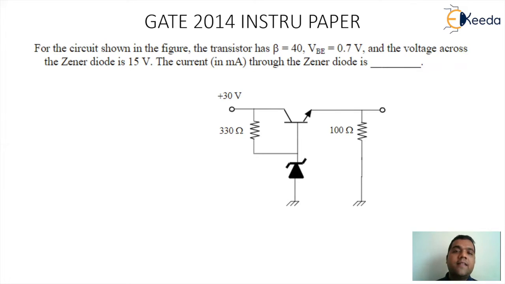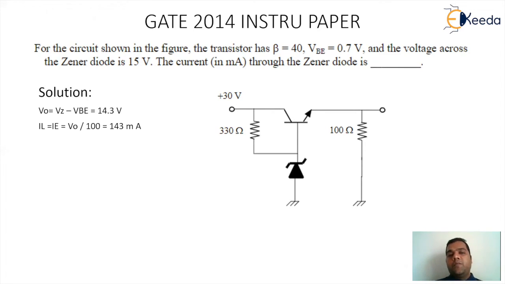Now we can easily say that this is again a transistorized Zener voltage regulator circuitry. Here you can find the value of VO as VZ minus VBE. The VZ value is 15 and the VBE value is 0.7. So the value of VO will be 14.3. So the output regulated voltage is 14.3. The load resistance is 100 ohm. So we can find the load current, which is going to be 14.3 volt divided by 100 ohm, which is 143 milliampere. This is the load current, which is also equal to the emitter current.